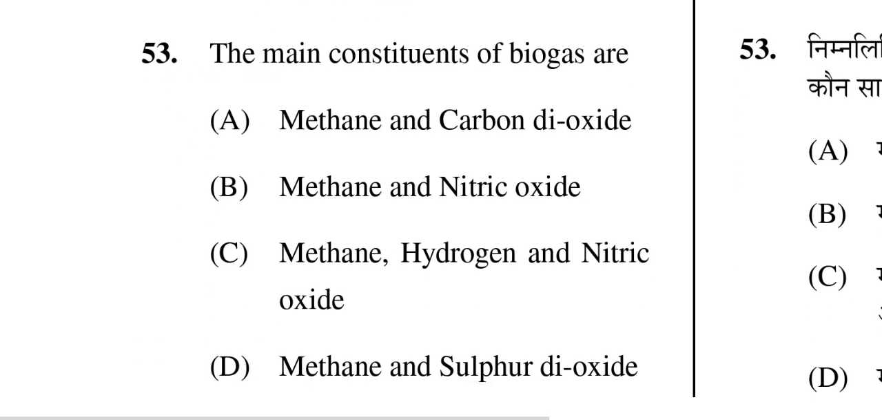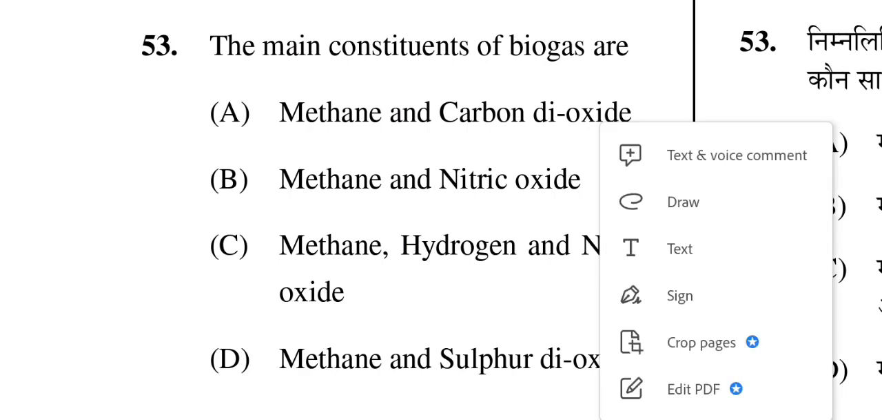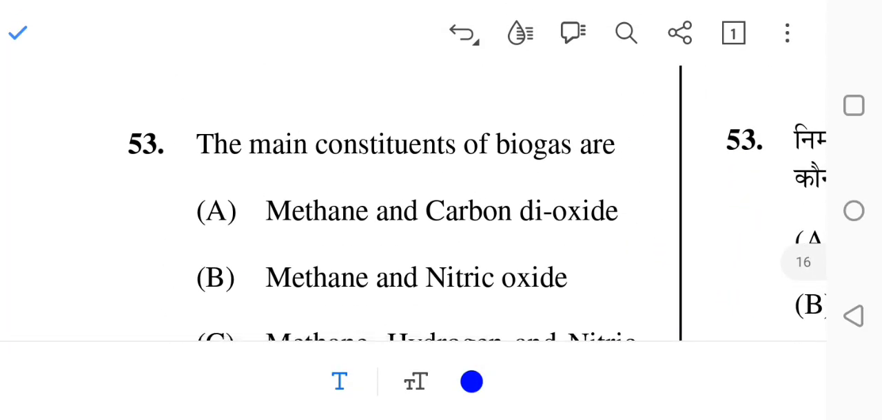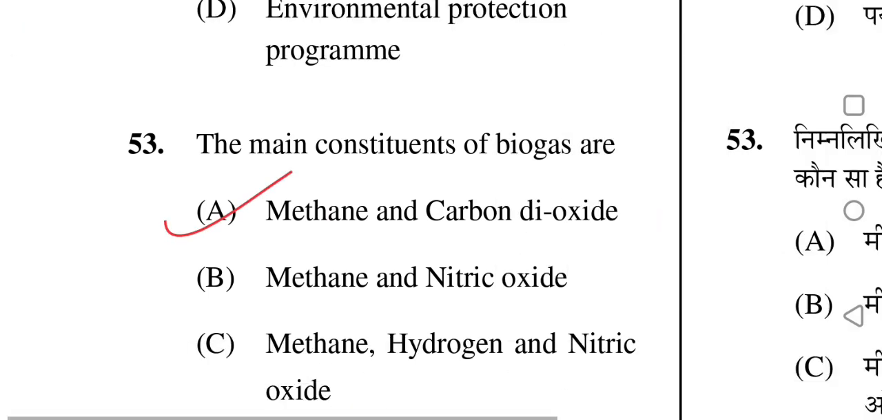53. The main constituents of biogas are methane and carbon dioxide, methane and nitric oxide, methane, hydrogen and nitric oxide, methane and sulfur dioxide. 53. Correct answer will be the main constituents of biogas are methane and carbon dioxide. Okay, wait. 53, methane and carbon dioxide. 53 is the correct answer. Okay.